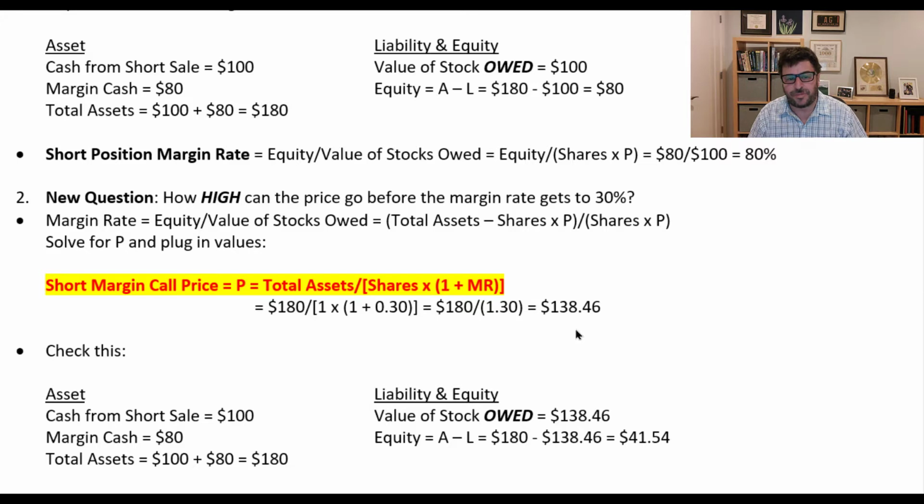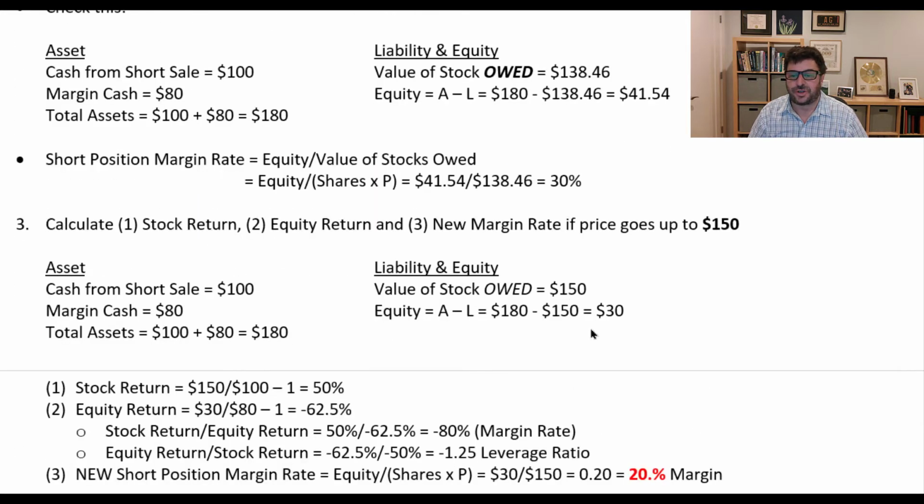Let's check to make sure this works. So on the asset side, nothing has changed. I still have the 100 cash from the short sale. I still have the $80 margin cash, and so total assets is 180. But now the value of the stock owed has gone from 100 to 138.46, and so my equity is the assets minus the liabilities, the 180 minus the 138.46, and that's the 41.54. And so now my short position margin rate is the equity divided by the value of what I owe, the 41.54 divided by the 138.46, it's 30%. And so we got it right.